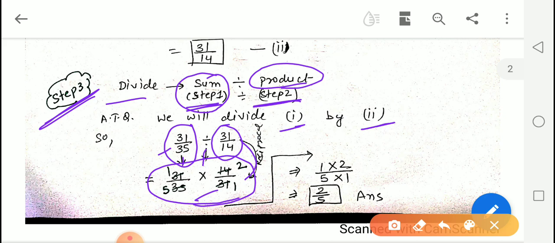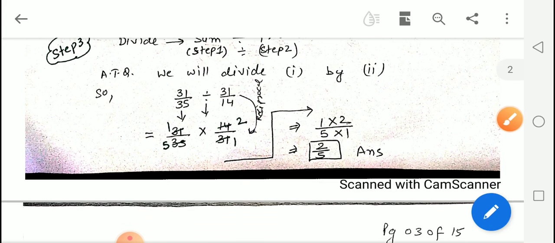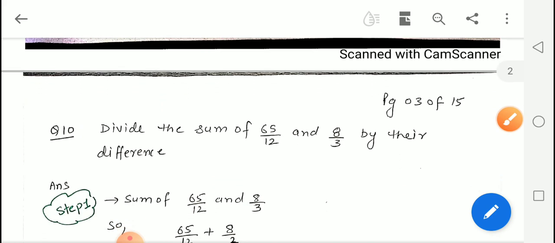We will do the cancelling: 7 twos are 14, 7 fives are 35, and 31 ones are 31, and 31 ones are 31 will be cancelled out. Then we will multiply numerator by numerator and denominator by denominator, and we will get 2 by 5 as the answer. So let us do the next question.